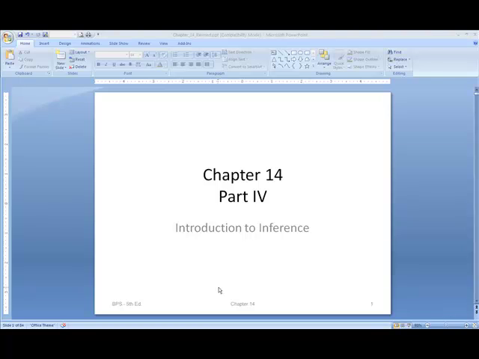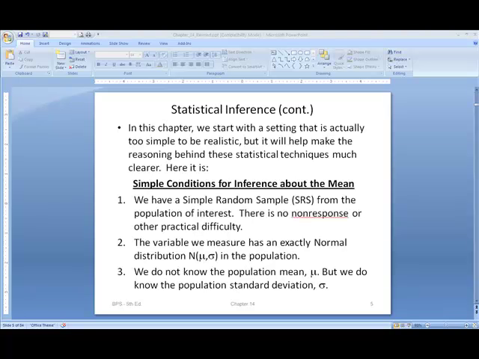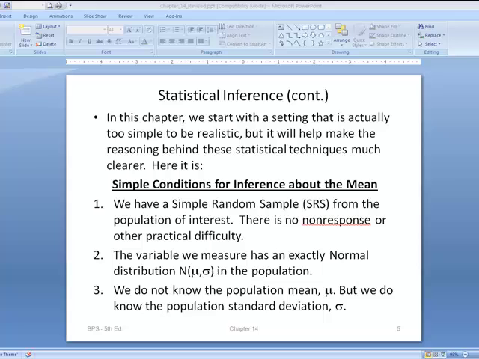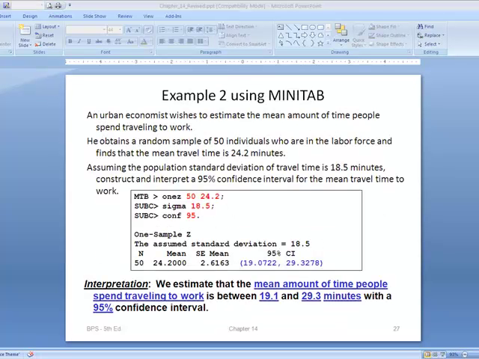Welcome back to Chapter 14, Part 4. We're still in the introduction of inference. Remember, in this particular chapter, we have three simple conditions that are assumed: that our samples are simple random samples, the variable we measure has an exactly normal distribution in the population, and we know the population standard deviation. Now we're going to finish up with confidence intervals by looking at how we can do this in Minitab.